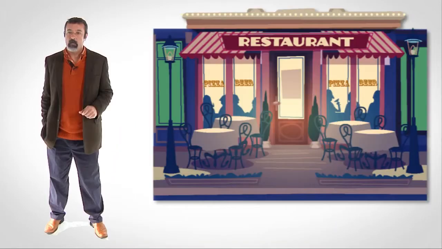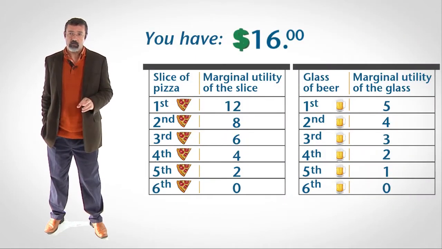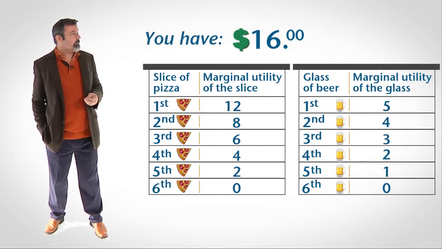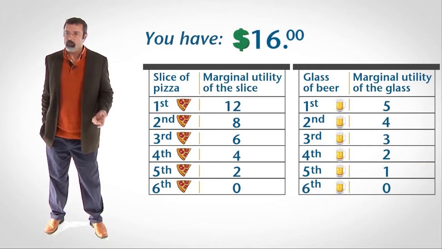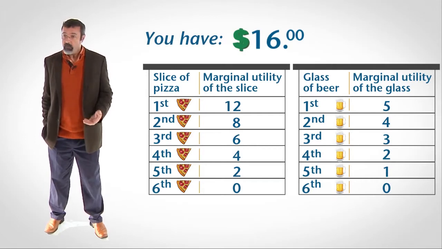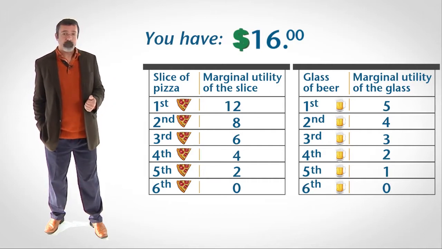Now, suppose you can consume more than one type of product. For example, you're in a restaurant and you can order beer and pizza by the slice. You have $16, and these are the marginal utilities you expect to get from the pizza and the beer. If you were to buy only one beer or only one slice of pizza, which would you buy? You might say that the obvious answer is to buy a slice of pizza because the first slice of pizza will add 12 to your happiness, while the first beer will only add 5.